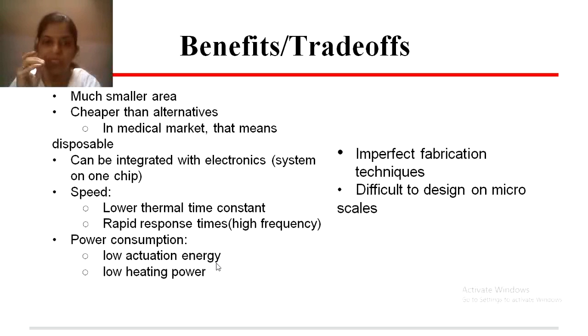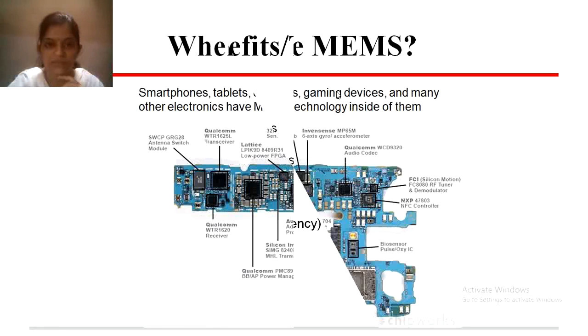these three main important points we have to take into consideration, and we have to apply the design theory on the material. Maybe there are imperfect fabrication techniques, and at micro scale it is difficult to design again on those micro scales. So these are the benefits and trade-offs of our MEMS.